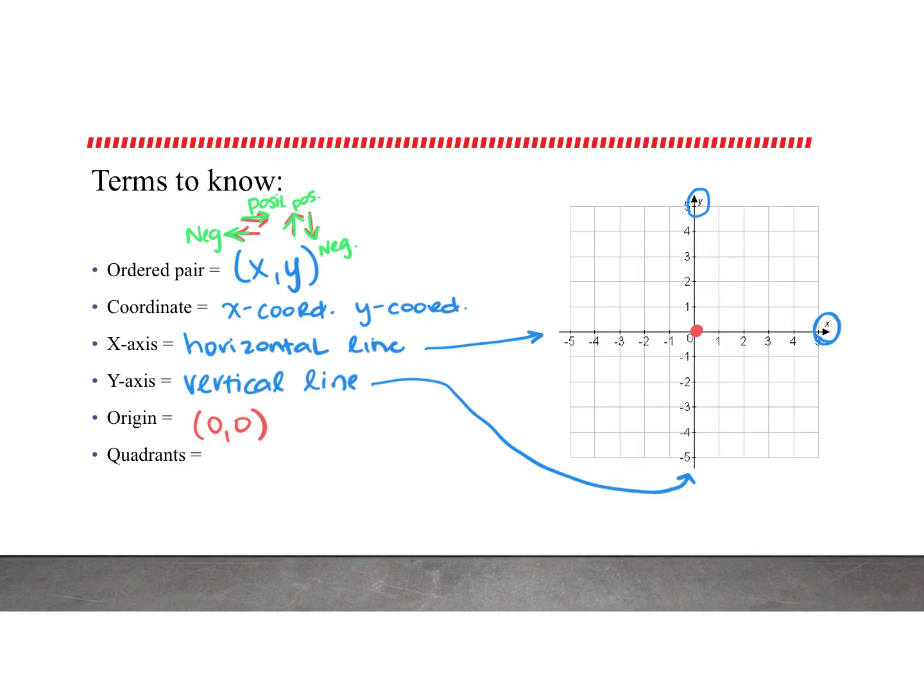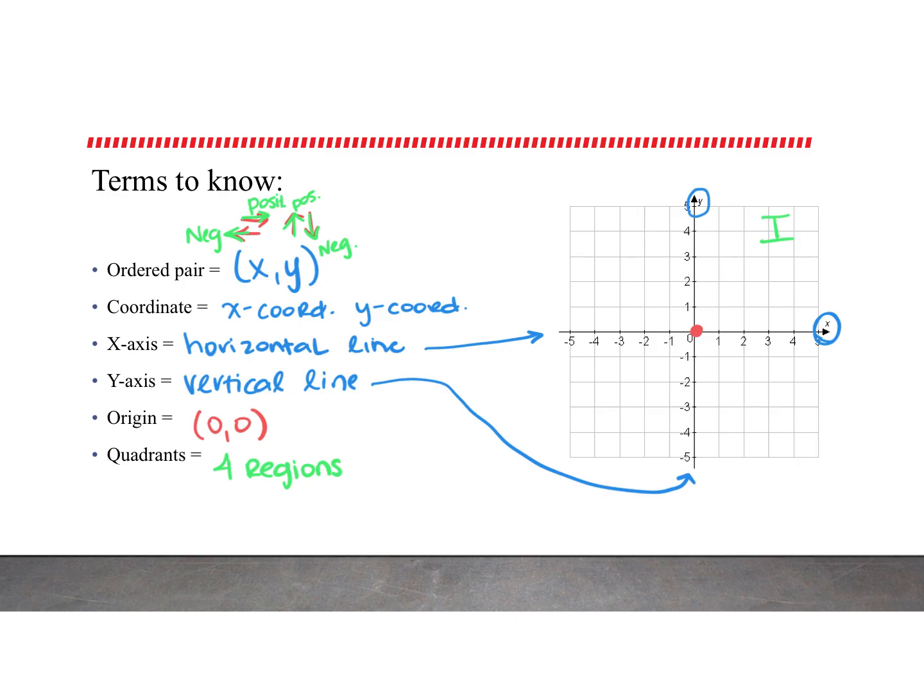Now, because these two axes cross each other, it creates 4 regions on this graph. And those are what we call the quadrants, the 4 regions. We typically name them with Roman numerals. So we're going to write the Roman numerals, but in essence, they are just named 1, 2, 3, and 4. It starts in this upper right-hand corner. That's the Roman numeral 1. It looks like a capital I.